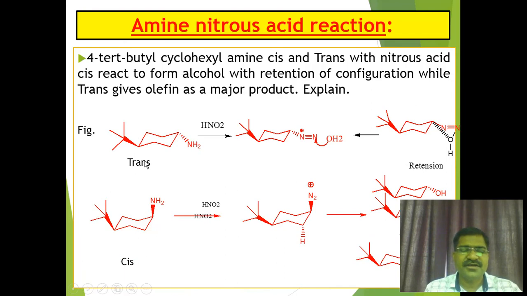So if you see here, for the trans isomer the first step is diazotization, formation of the diazonium ion, and this diazonium ion is further converted into the alcohol. Now what is the question here? Why does the trans amine give the trans alcohol, that is, retention of configuration? Here a very important reaction takes place, an SNi reaction, internal nucleophilic substitution.